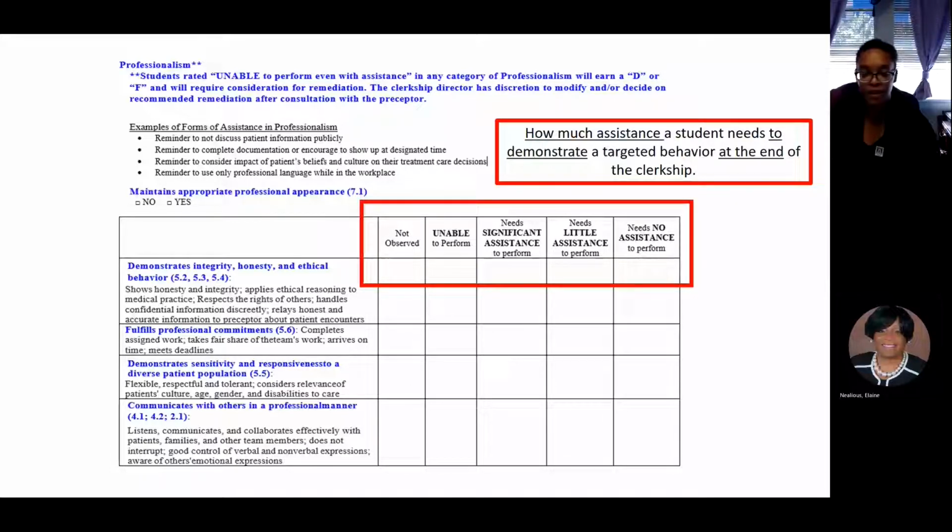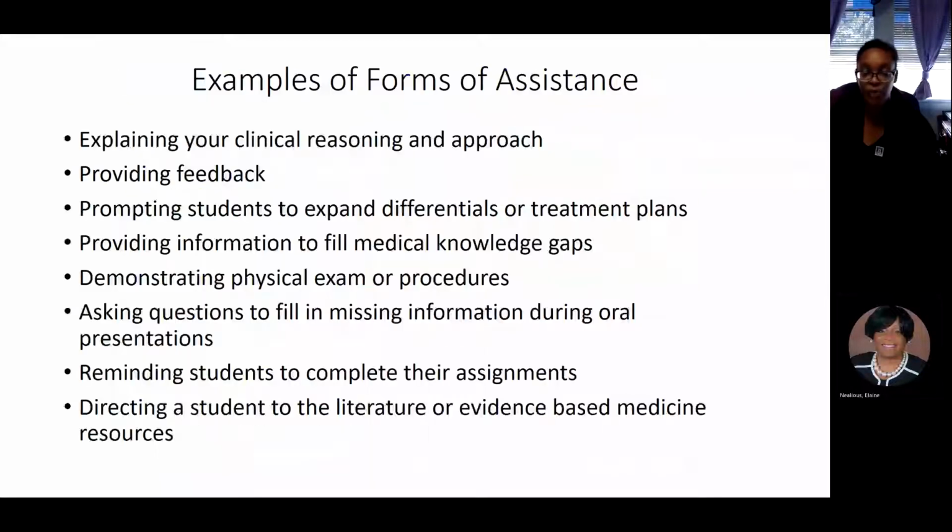Now you may be asking, how do we provide assistance to a student in a clinical setting? This is merely a recognition and rethinking of what you already are doing. So here are some general examples.